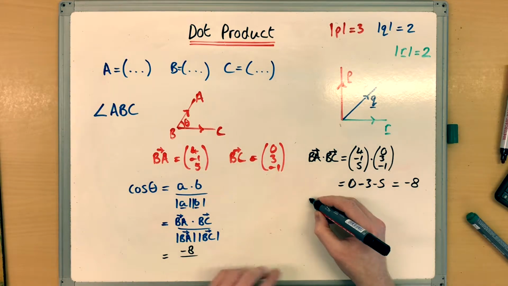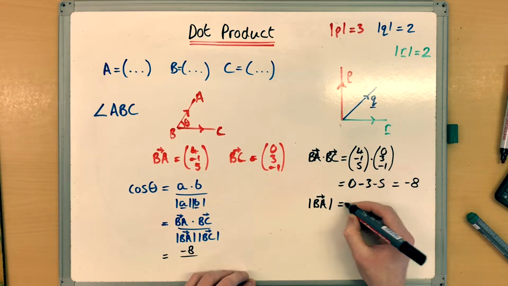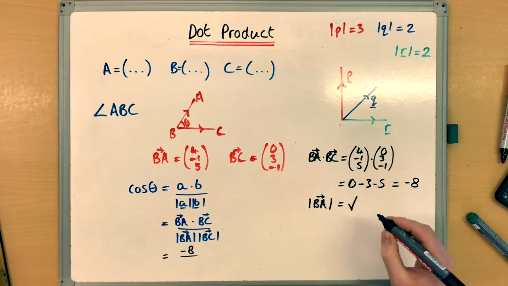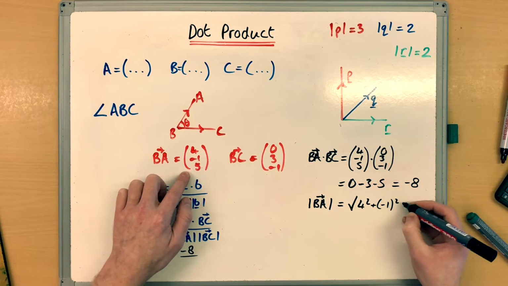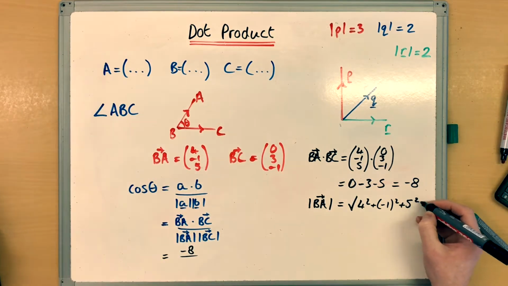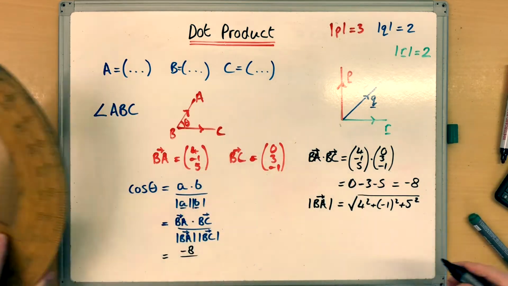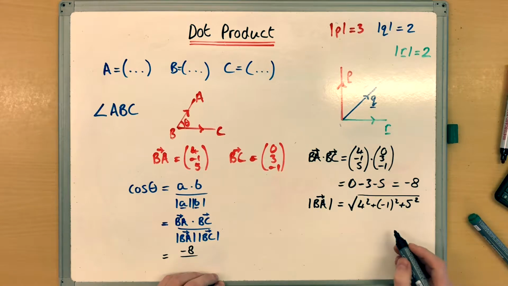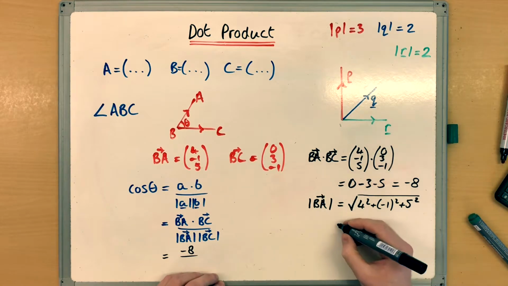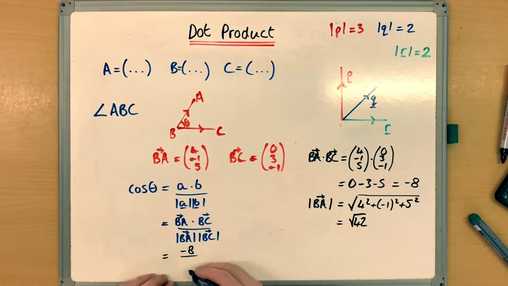Now let's do these magnitudes. The magnitude of BA. To find that, I'm going to do the square root of 4 squared plus -1 squared plus 5 squared. So that's going to give me 16, plus 1 is 17, plus 25 is going to give me 42. I'm just going to leave that like that, and I'm going to put that in here. It is going to be a calculator task here.